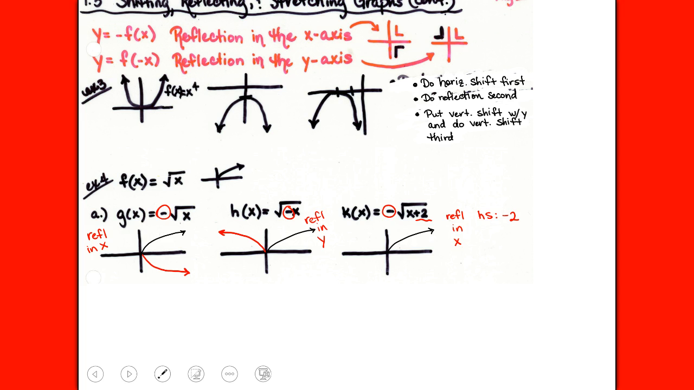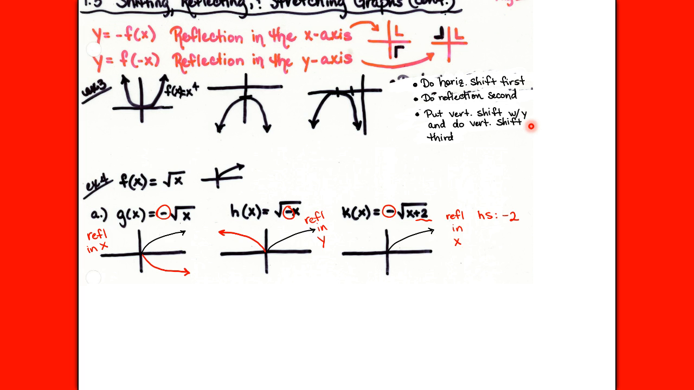But when I am graphing, it's really important that I follow a particular order. I want to do my horizontal shift first, my reflection second, and then I want to put my vertical shift over on the left-hand side with the y value so that I can clearly see it. This is a vertical shift, and then do that vertical shift third. I'll show you in that next example that if I don't do it in that order, I'm not going to get the right answer. I literally will get the wrong graph. So let's follow that 1, 2, 3 order that we just mentioned while we're doing this graph.